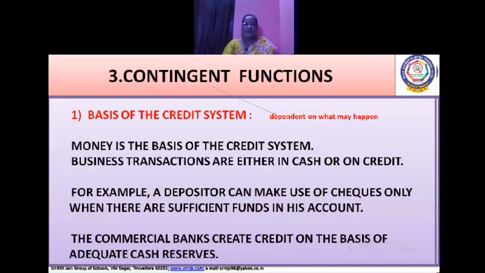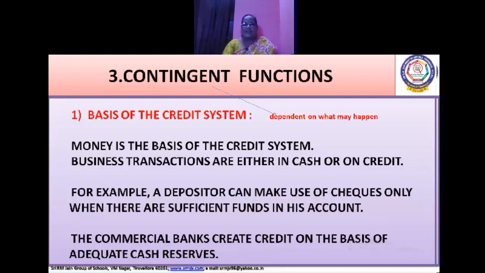Contingent functions. What is a contingent function? It is dependent on what may happen. There are four functions in this. Let us see them one by one. Number one, basis of credit system. Money is the basis of the credit system.